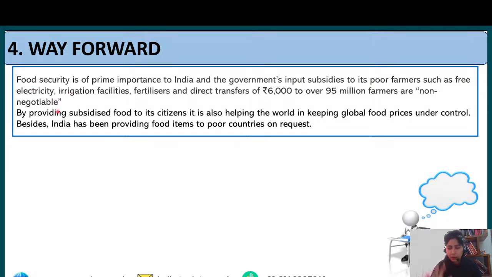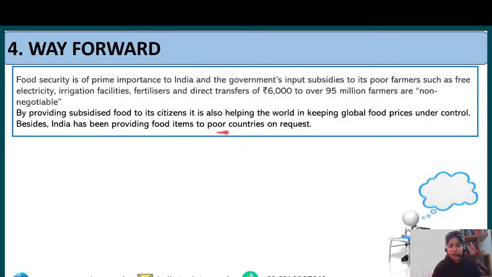So just mention all these subsidies. You can also mention them in the introduction part. We didn't do it there. Just say that it is non-negotiable, or if you don't want to use this word, just say that by providing subsidized food to its citizens, it is also helping the world in keeping global food prices under control. So again, a justification.